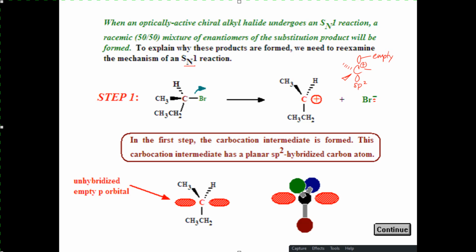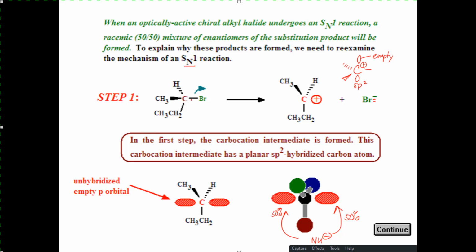So now when you form a carbocation and you're the nucleophile down here, which lobe are you going to add to? Well, you're going to add 50% to each lobe because there's nothing stopping you from adding to either lobe. So you're going to add 50% to the left in this case and 50% to the right. What does that mean for the stereochemistry of this reaction?